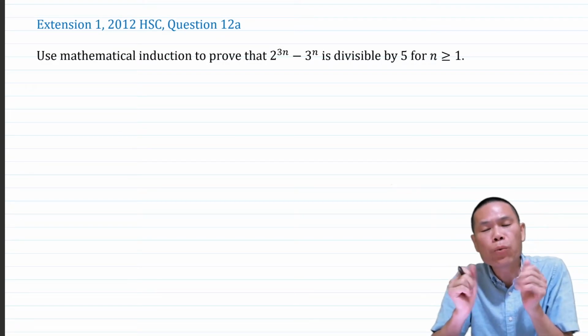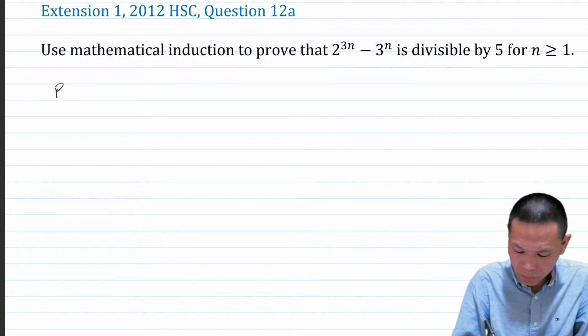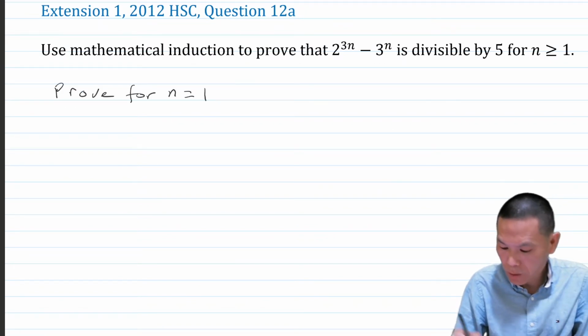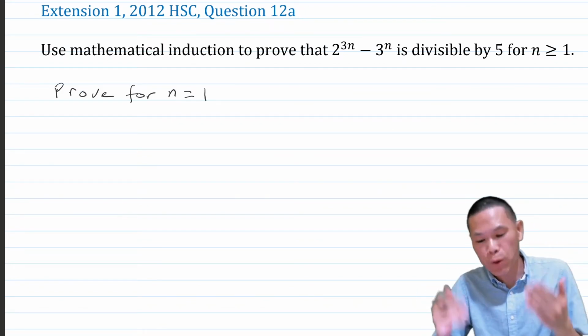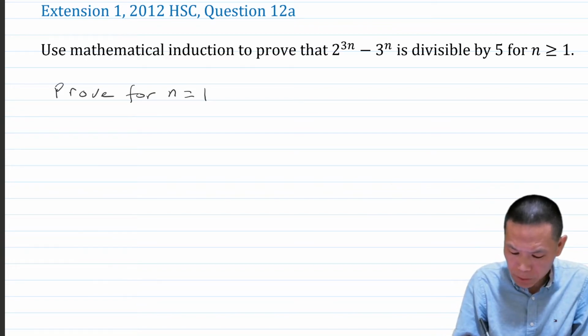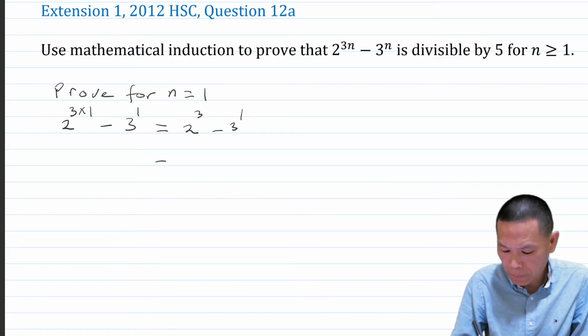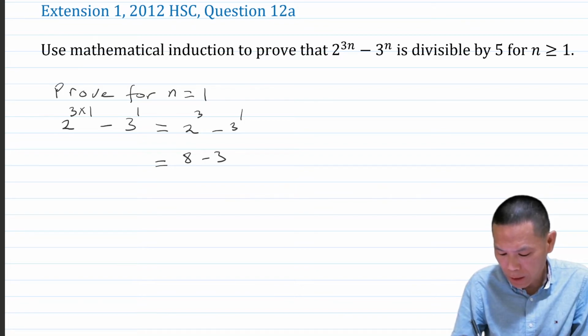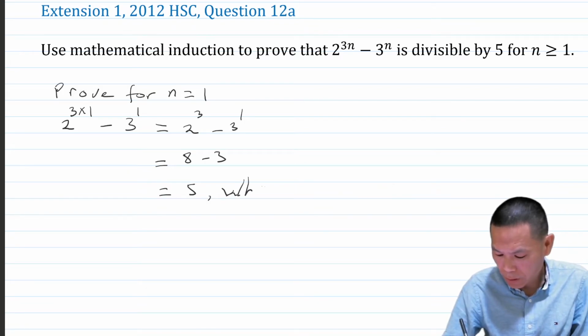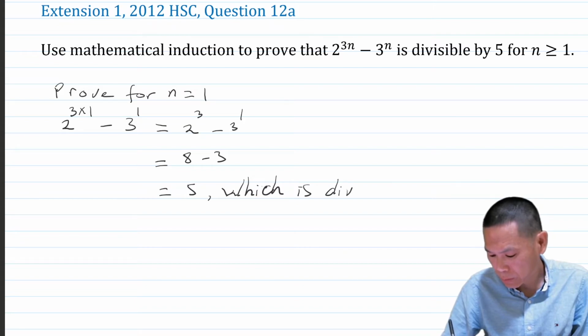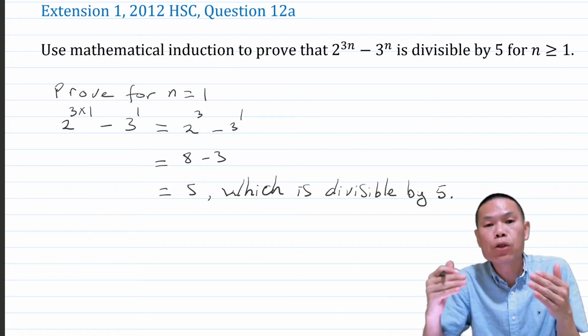So step number 1, we need to prove for n equal 1. So this means that we replace n with 1, right? So that becomes 2 power of 3 times 1 minus 3 power of 1. So that means 2 to the power of 3 minus 3 to the power of 1, which is 8 minus 3, which is 5. Which is divisible by 5.